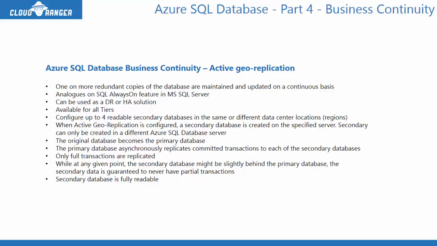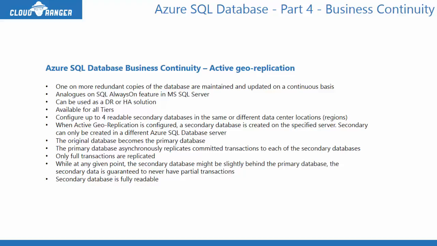So we will take one or more redundant copies of this database, right? We'll say, okay, I have this database over here. I'm going to take a copy of this database, keep it in a different location, and keep updating it. So anything that happens to my current database will also be replicated on the other end. At any given time, let's say I have 2 copies total, primary and secondary. This can be used for a high availability (HA) solution or a disaster recovery (DR) solution, right? I mean, you now have 2 databases that you're maintaining. It's available for all tiers, so all the tiers will have it if you want to enable that.